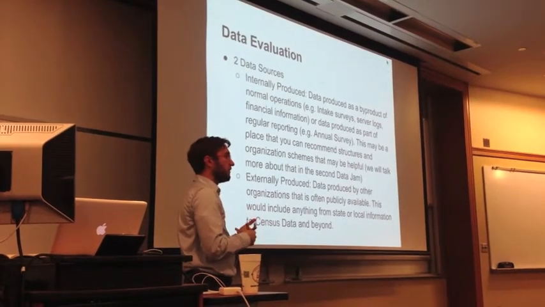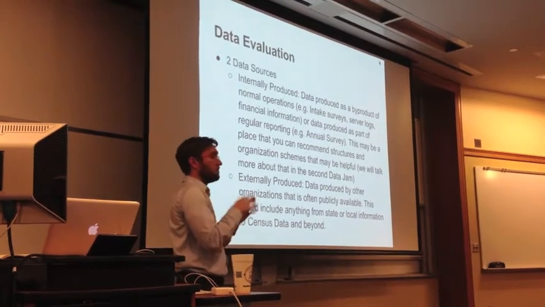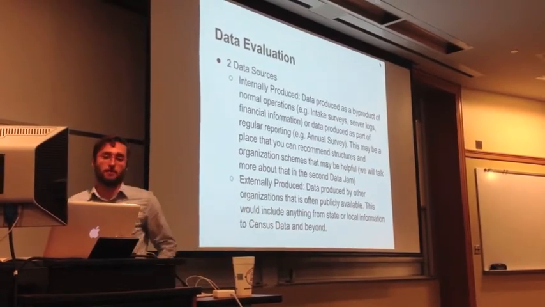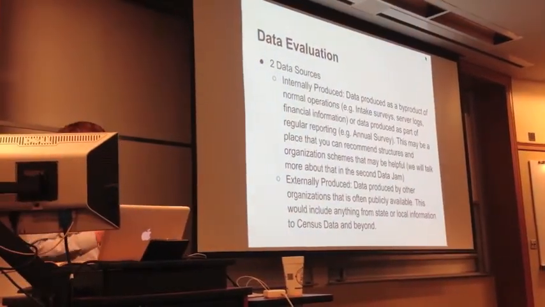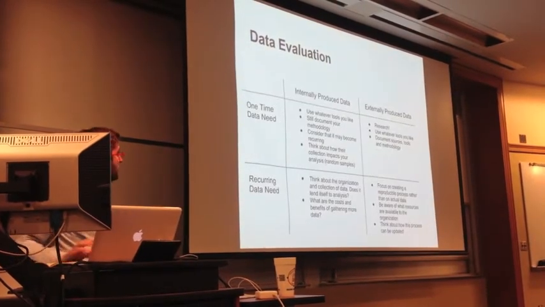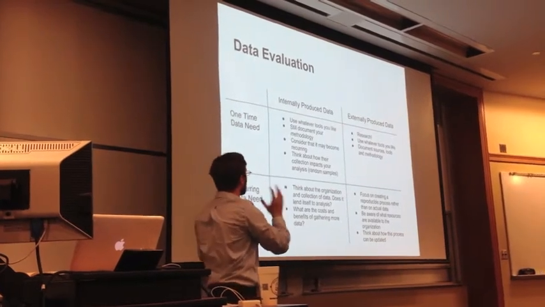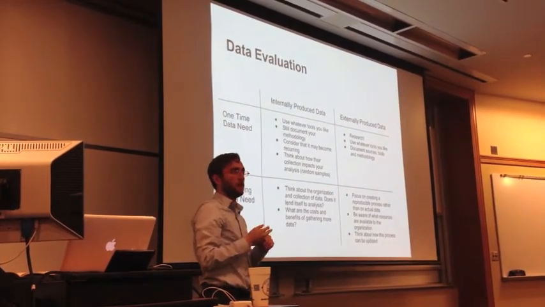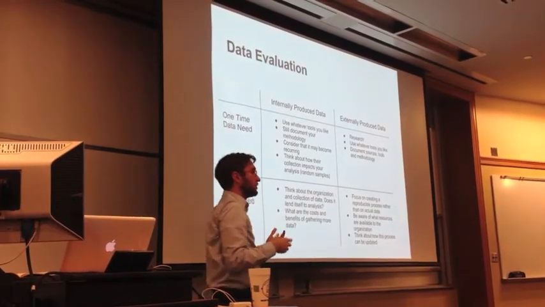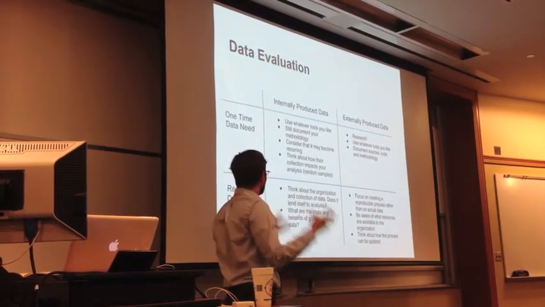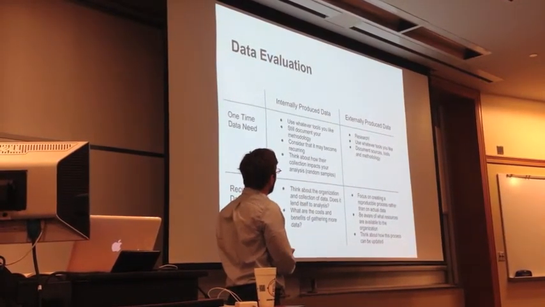Include state or local information or even census data that can be a good way to get background information about a population or something like that. So if we take these two schemes and crosshatch them, we get 4 different categories of data that I think are helpful to think through when you're addressing a data needs assessment.